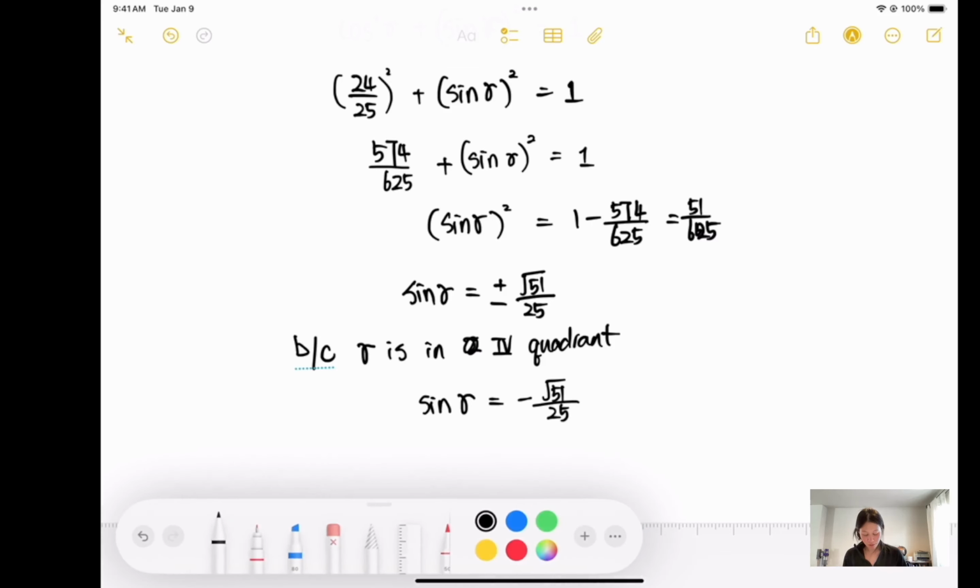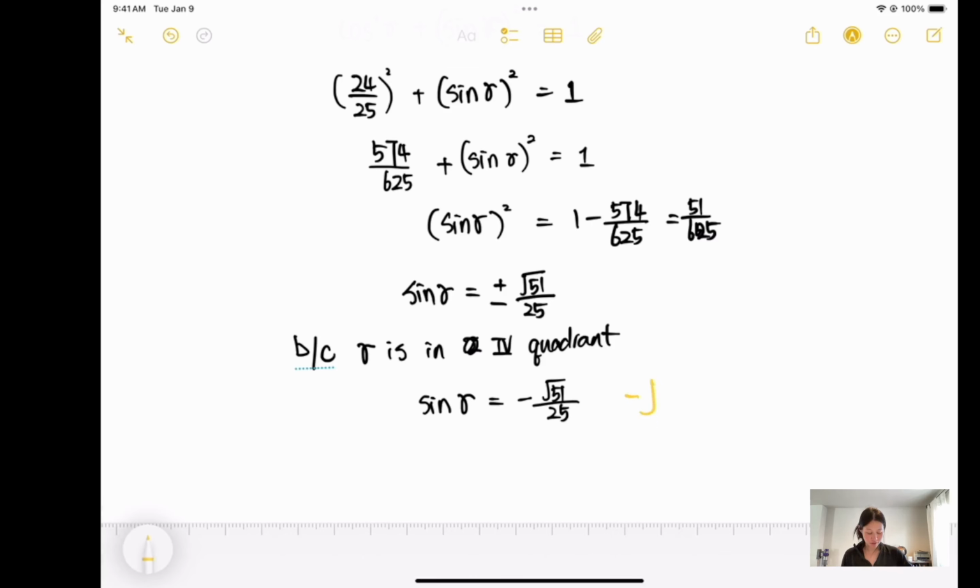Again, if you write your answer as negative square root of 51 over 625, you will lose 1 point or half a point, depending on how many points the question is worth. I want you to simplify it. All right.